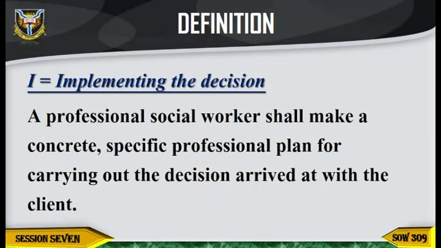I equals implementing the decision. A professional social worker shall make a concrete, specific professional plan for carrying out the decision arrived at with the client. The social worker shall identify skills that will help the client in carrying out his or her decision. The social worker must think about resources needed for the treatment of the diagnosis of the social problems and make such resources available to the client. Sometimes the resources may be outside the agency function. Adequate action by the social worker is therefore required to link the client up with these resources.